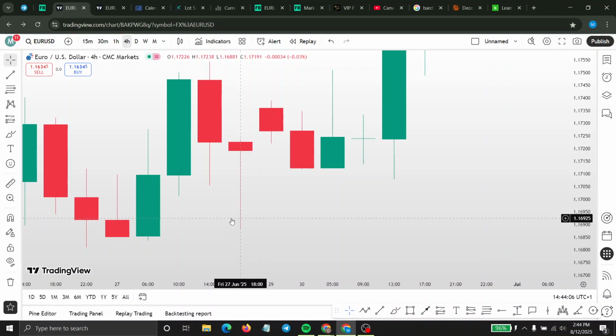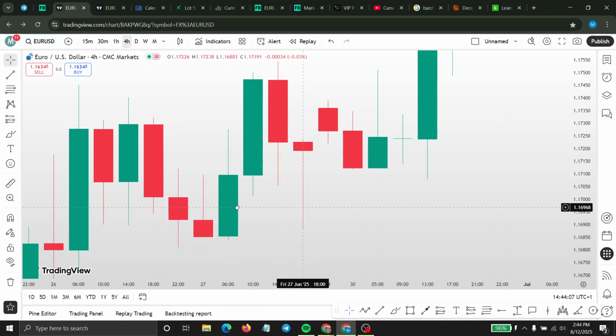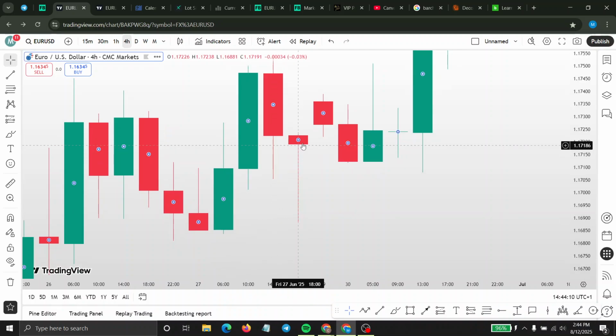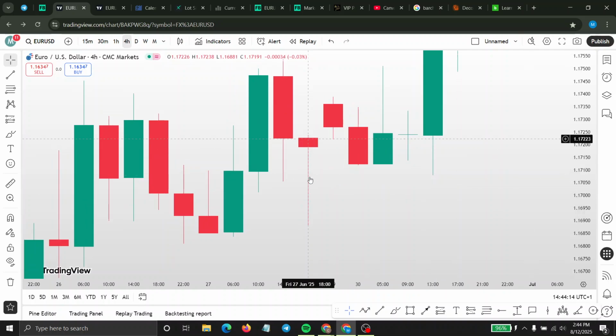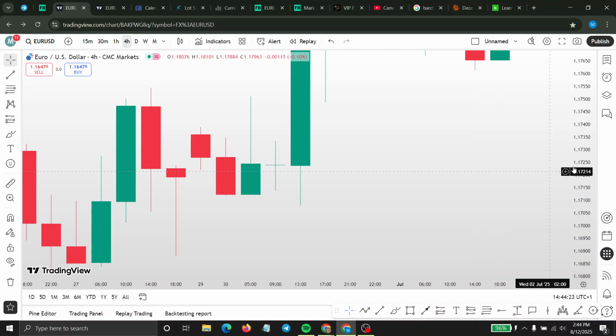Hello? Yes, I'm with you. We can remove the body of this one here, at least 5 of the body, from the wicks, right? This is exactly how we want our pin bar or shooting star to look. So we know this one is a strong indication that the buyers want to buy the asset.